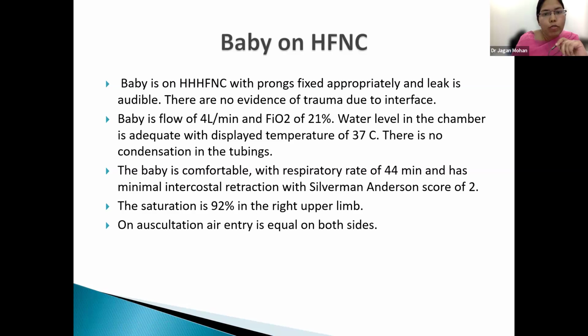Baby is at a flow of 4 liters per minute and FiO2 of 21%. Water level in the chamber is adequate with a distillate temperature of 37. There is no condensation in the tubings. The baby is comfortable with a respiratory rate of 44 per minute and has minimal intercostal retraction with SAS score of 2. The saturation is 92% in the right upper limb. On auscultation, the air entry is equal on both sides.